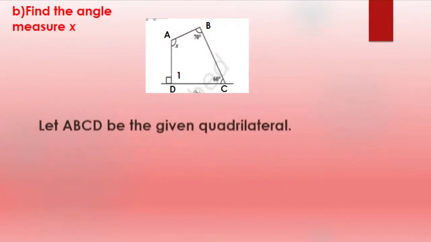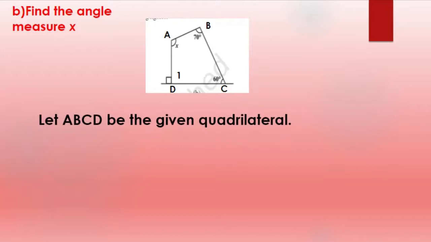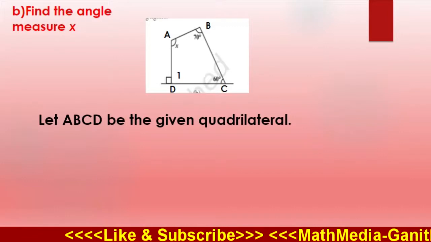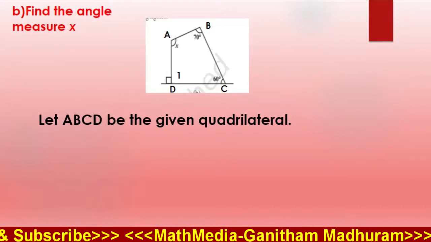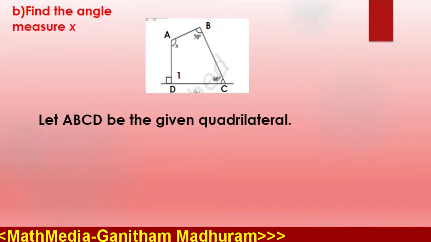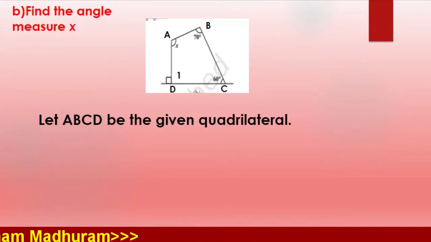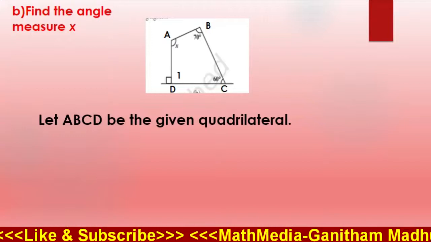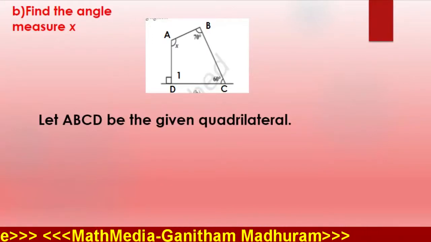Next question, question B. Find x. Again they have given a quadrilateral ABCD, out of which one angle is given as 90 degrees, and so we can name the interior angle of the quadrilateral as angle 1. So obviously angle 1 equal to 90 degrees.